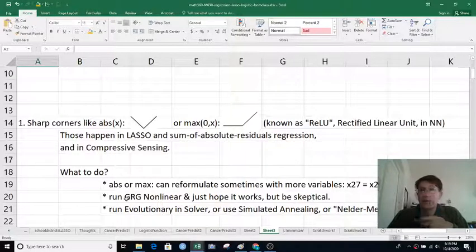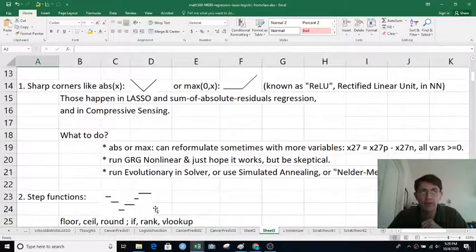You could just run a nonlinear solver and hope that it works, but be skeptical and do your best to check that you got a reasonable solution. There are methods for nonlinear programming that don't use gradients at all. Evolutionary method is one of those, simulated annealing, and Nelder-Mead simplex is another one. You might see it's different than simplex LP. Simplex LP is for linear problems. So those are some things you can do.